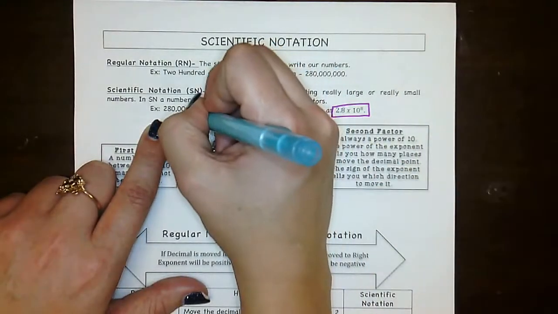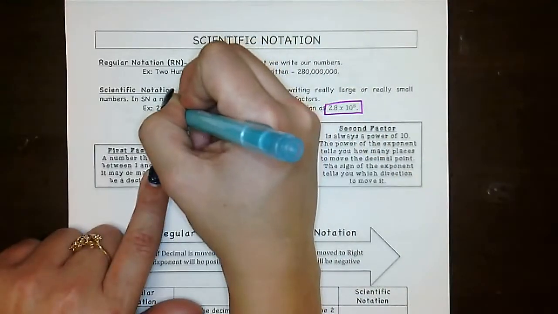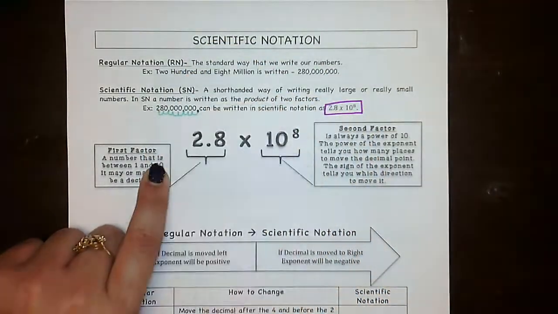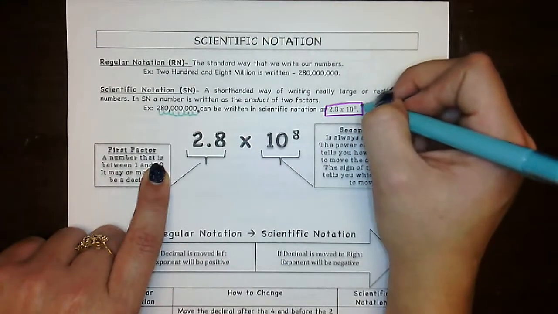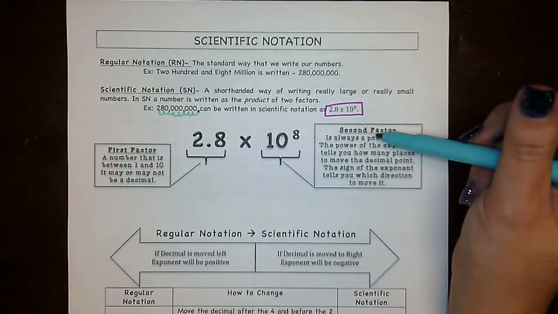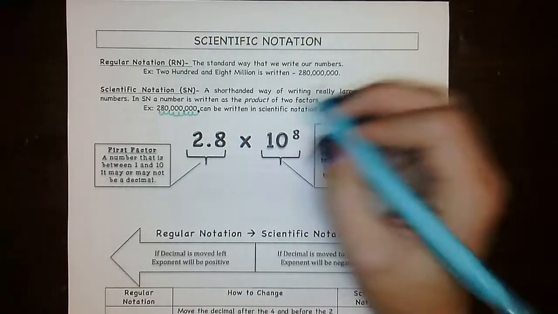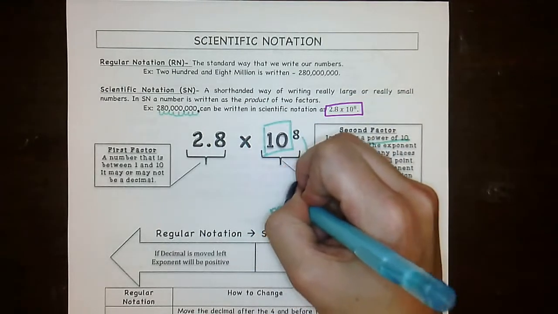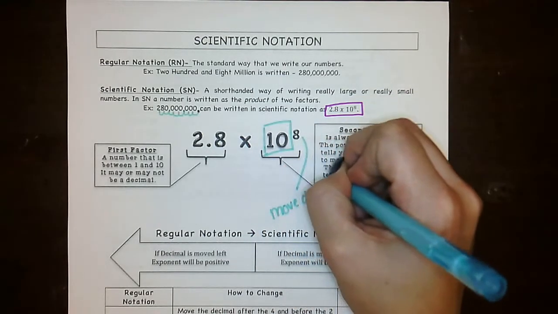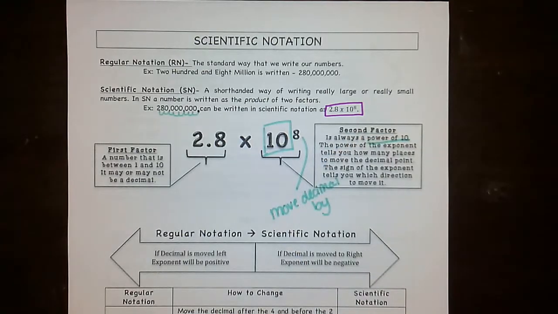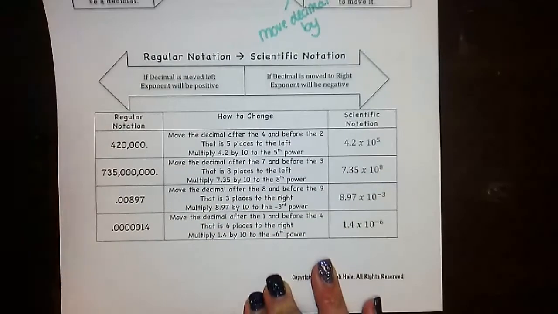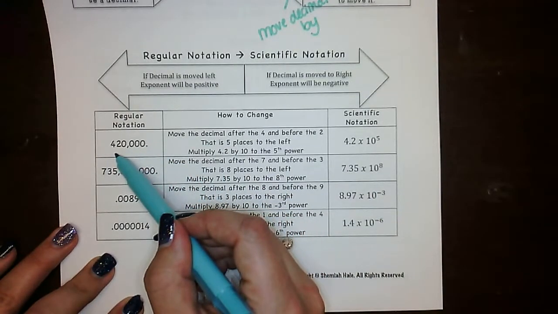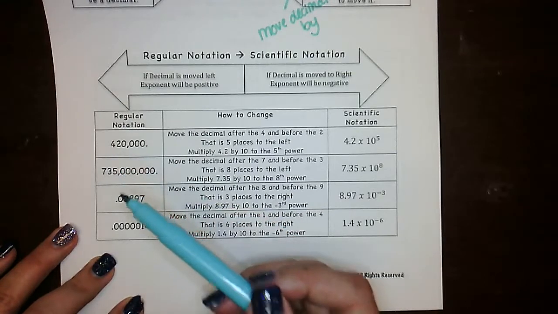So we're going to count 1, 2, 3, 4, 5, 6, 7, 8. So however many times I move my decimal is what you're raising 10 to. It's always going to be a power of 10. So this number will always be 10, and this is what you move your decimal by. So if we look at an example, I know that if I'm going to move my decimal this way, it's going to be positive because I know I have a big number.